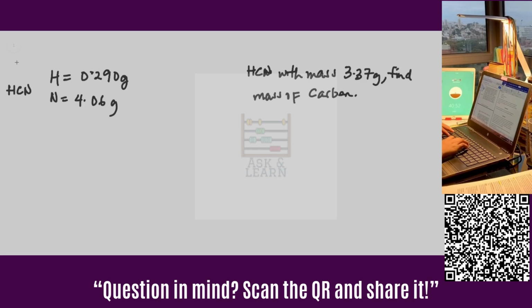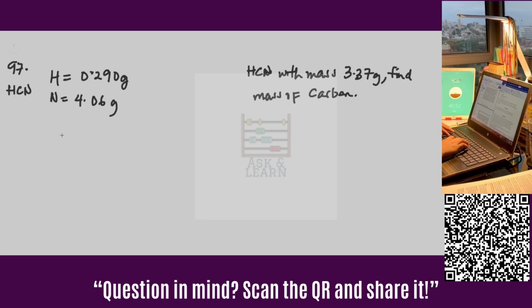Question, which is problem number 97 of chapter 1, Intro to Chemistry, Structure, and Properties. We're told that a sample of hydrogen cyanide is composed of 0.29 grams of hydrogen and 4.06 grams of nitrogen. We're told that given a sample of hydrogen cyanide which has 3.37 grams, find the mass of carbon.